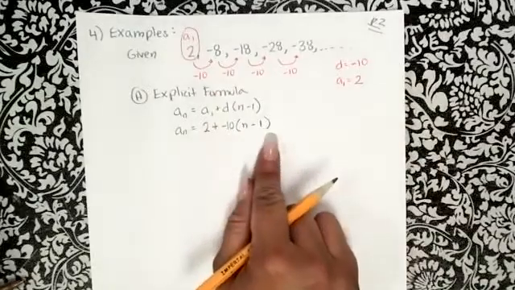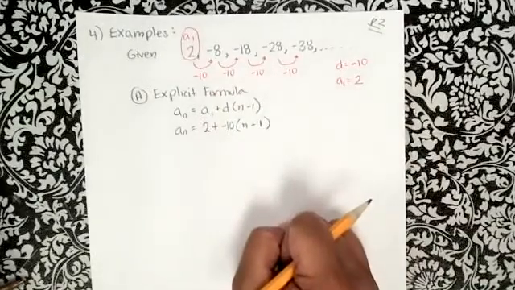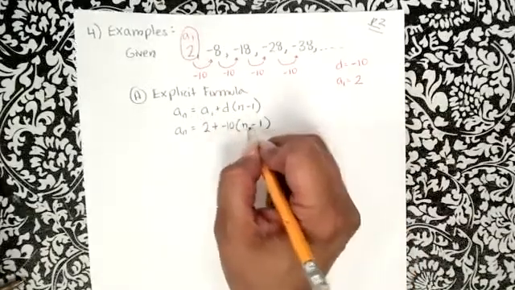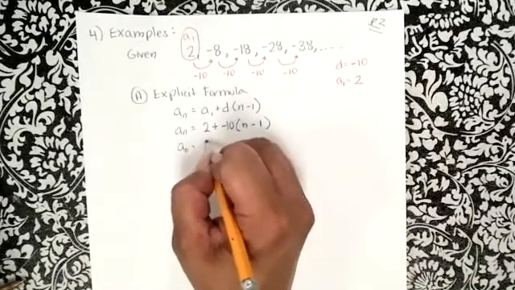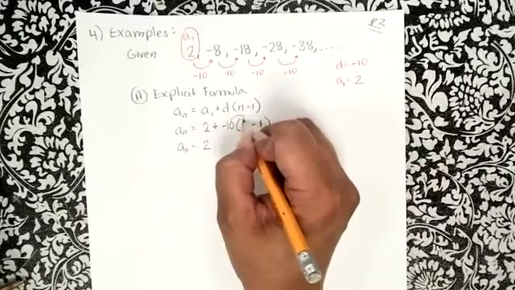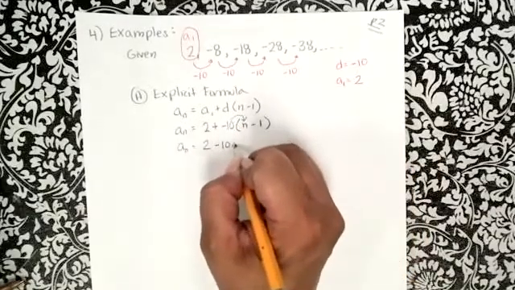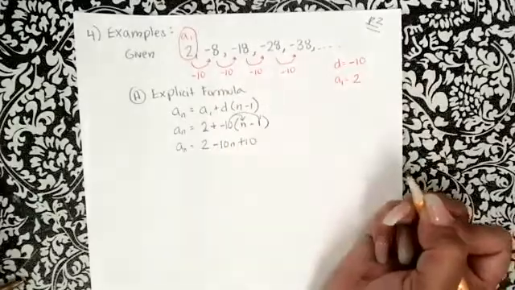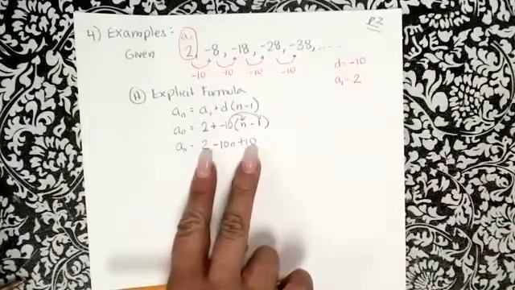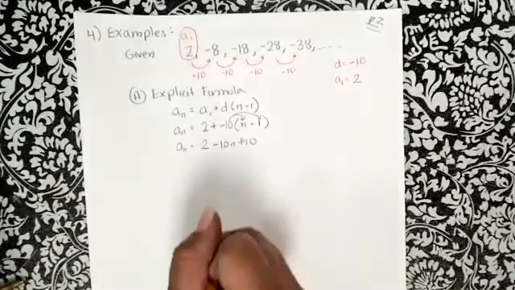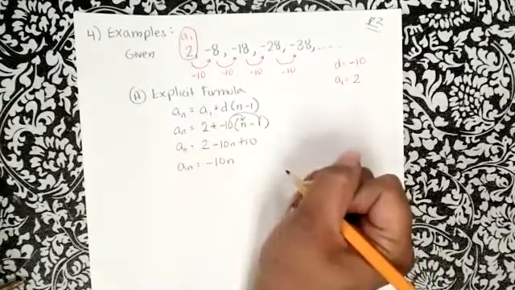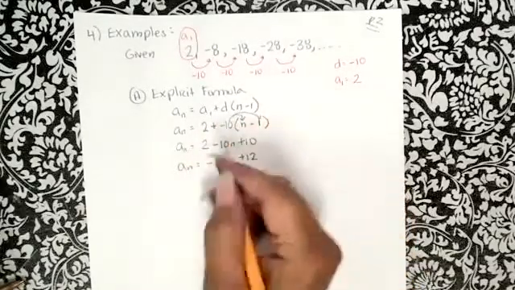Now you can leave your answer like that. However, on the assignment, it's going to have you simplify it. So I'm going to go ahead and distribute the -10 inside. So we have a 2. -10 times n is going to be -10n. -10 times -1 is +10. And then to combine like terms, 2 plus 10 is 12, and nothing goes with the -10n. So the explicit form is going to be A n equals -10n plus 12.